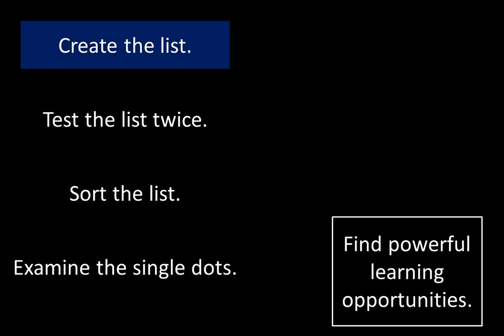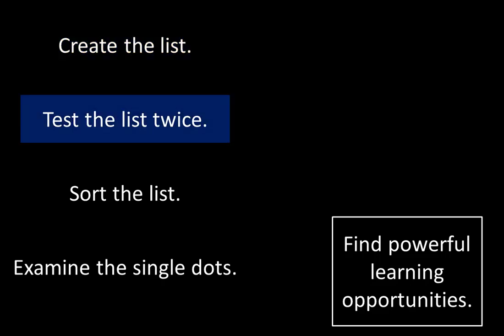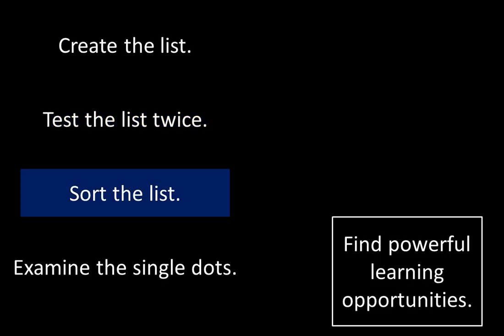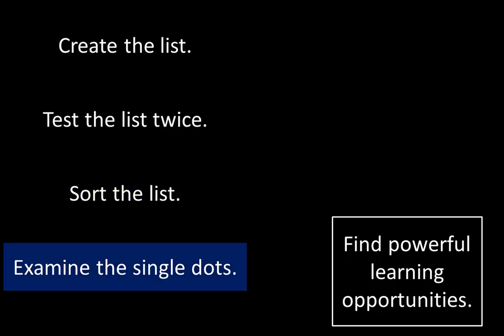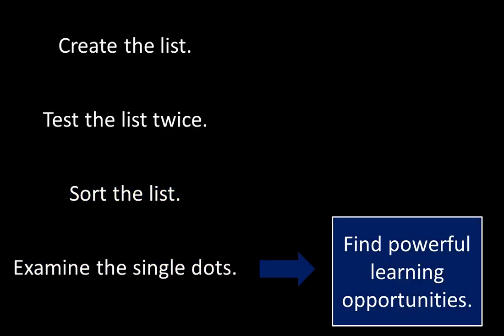Now that you have created the list and the video is about to end, remember that when the video ends, complete the rest of the steps on your own. Test the list twice and mark the dots. Sort the list onto a new piece of paper, putting them in order according to the dots, and finally, examine the single dots in order to find powerful learning opportunities. I'll let you go to work on those steps.